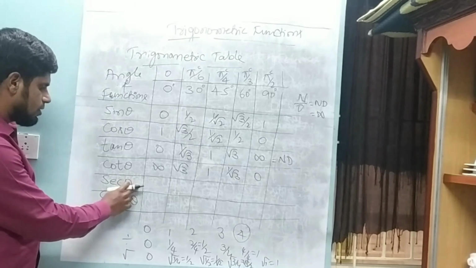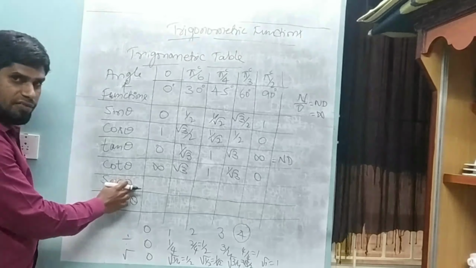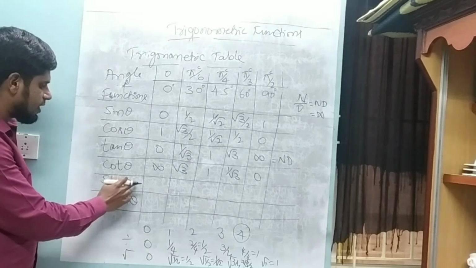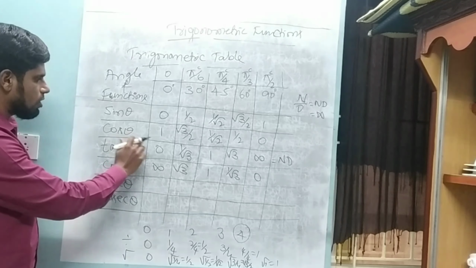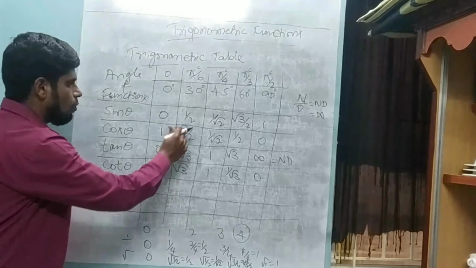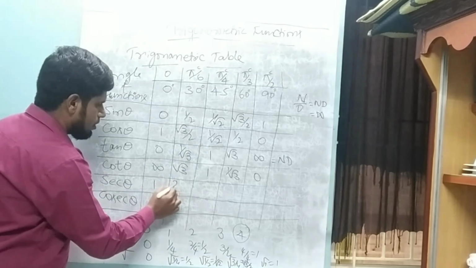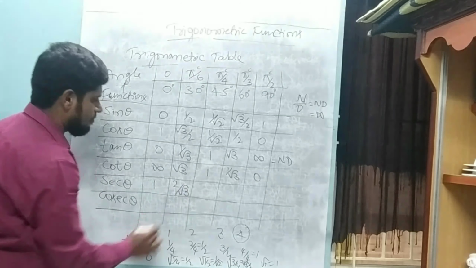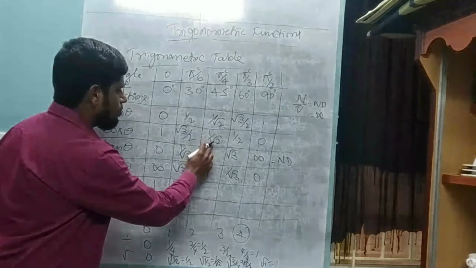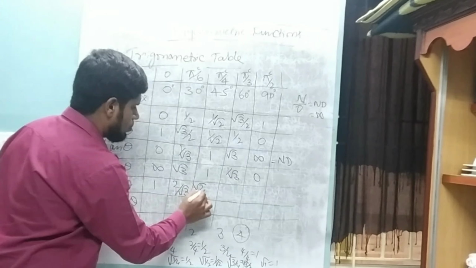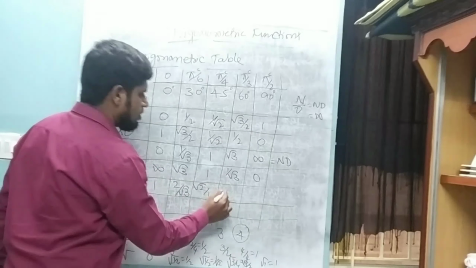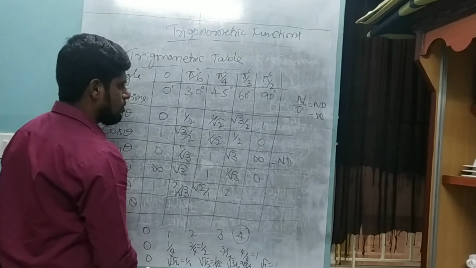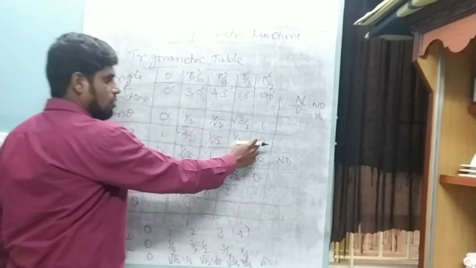Next, secant. Students, from the definition of trigonometric functions, we studied that secant is the reciprocal of cos. Secant theta is the reciprocal of cos. 1 by 1 is 1. 1 divided by root 3 by 2 is 2 by root 3. 1 by root 2 reciprocal is root 2 by 1, or you can write simply root 2. 1 by 2 reciprocal is 2 by 1, simply 2. Students, reciprocal of 0.